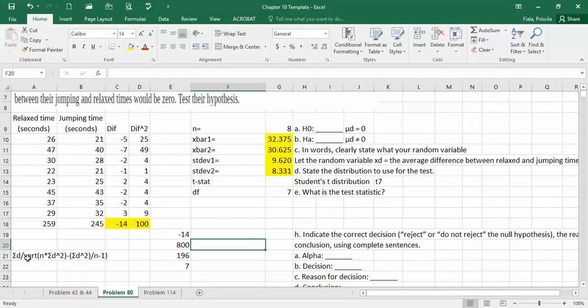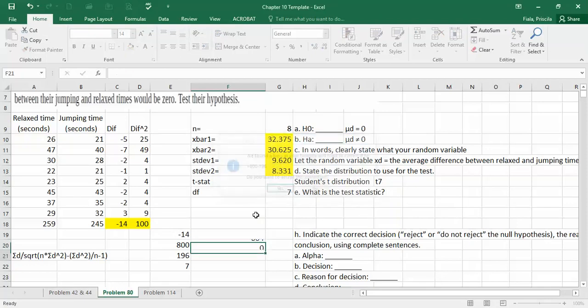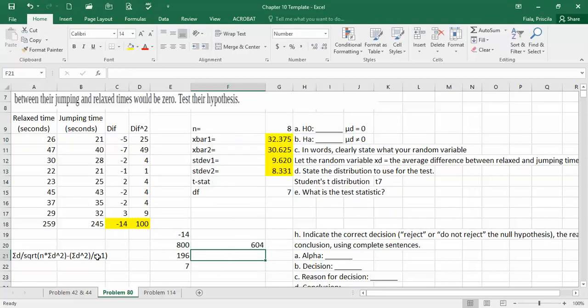This value, I'm not doing the square root yet. I'm just doing this value minus this value. So 800 minus 196, correct? And then now I'm going to divide these two formulas by my n minus 1. So I'm going to do 604 divided by 7.